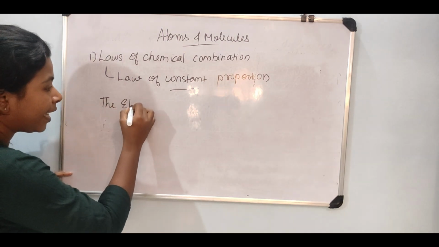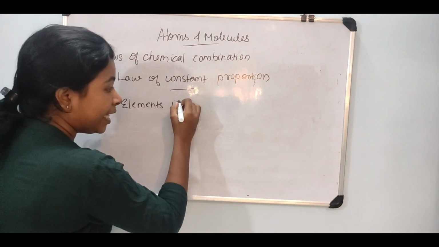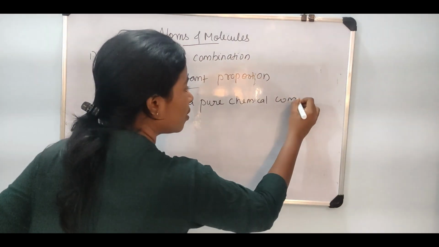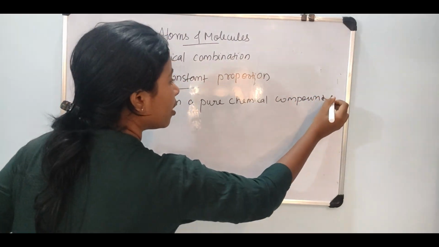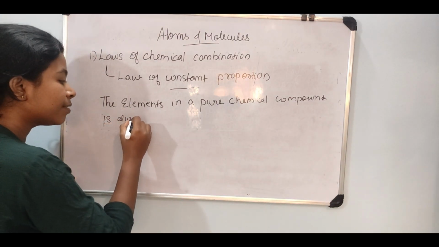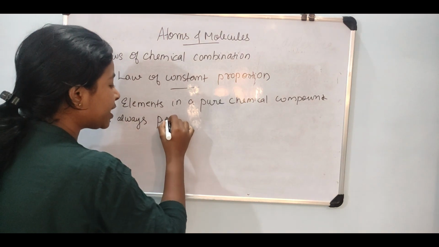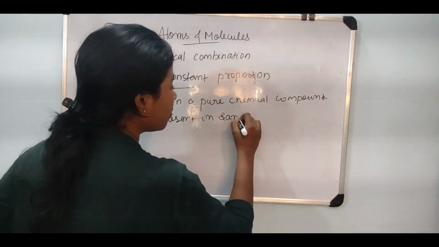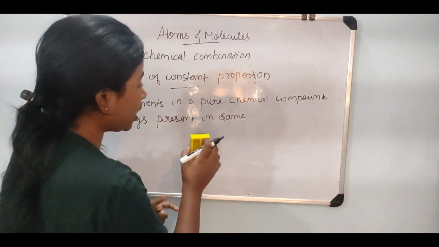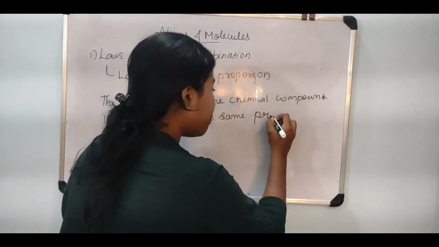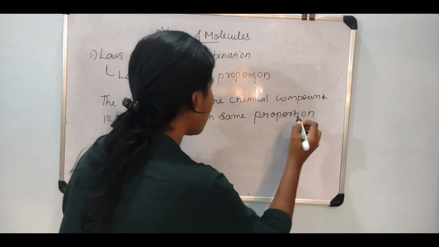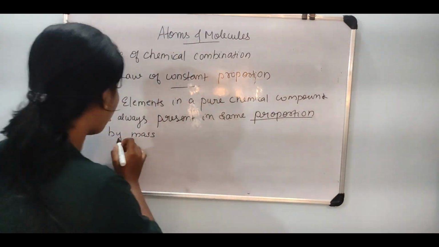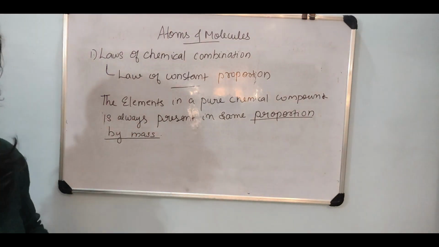The elements in a pure chemical compound are always present in the same proportion by mass. This is very important. Proportion by mass. What does that mean?